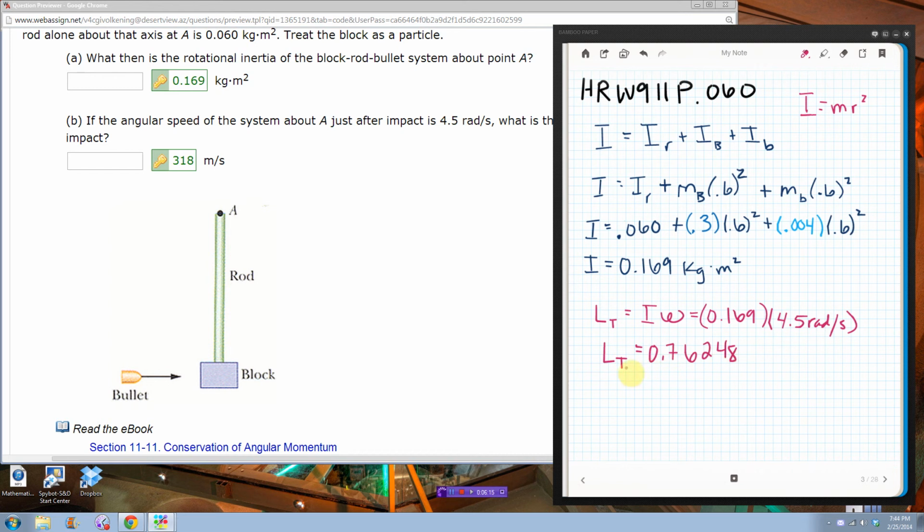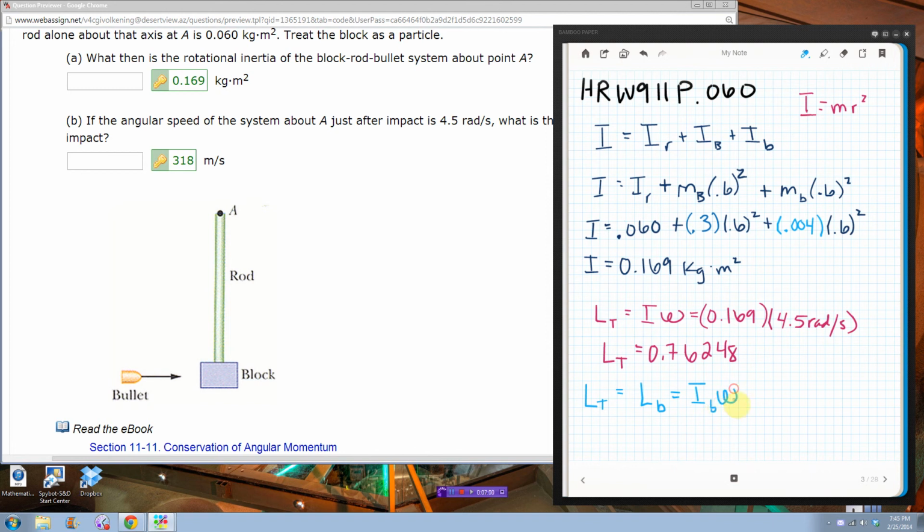I know that in the absence of outside torques, and there weren't any outside torques on this rod-block-bullet system, the total momentum had to stay the same. So this total momentum has to be the same before the collision as well. If you think about this, before the collision, the rod and the block were not moving. The only thing that was moving was the bullet. So this should be just the angular momentum of the bullet before the collision.